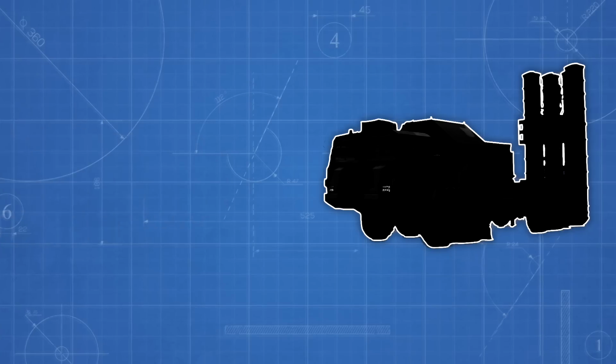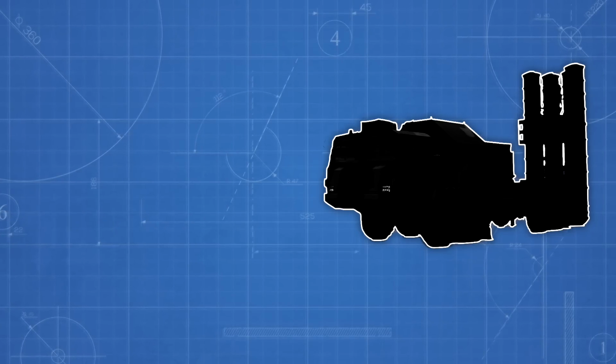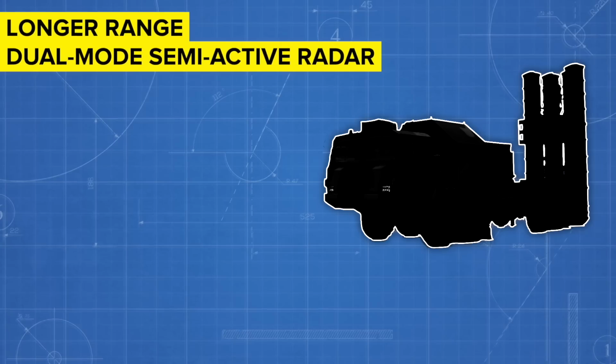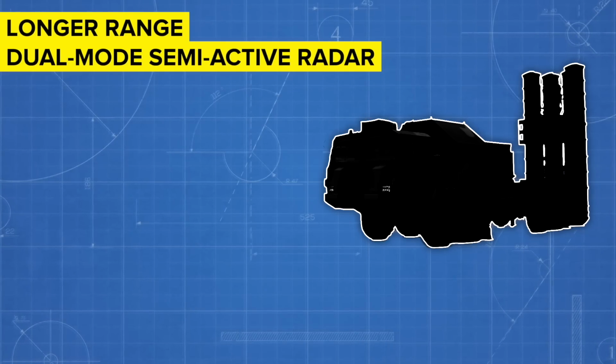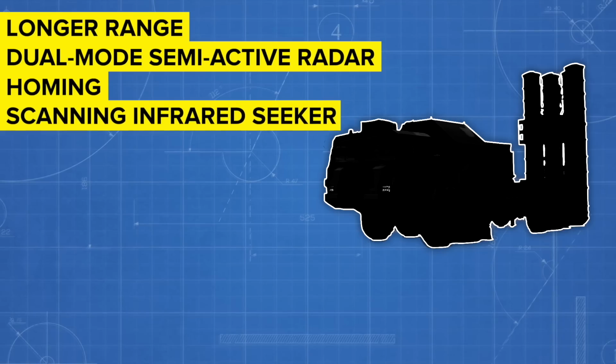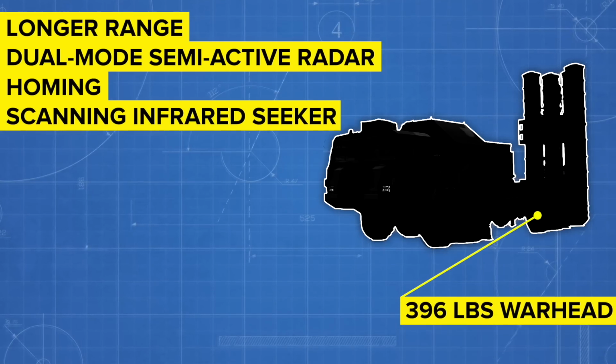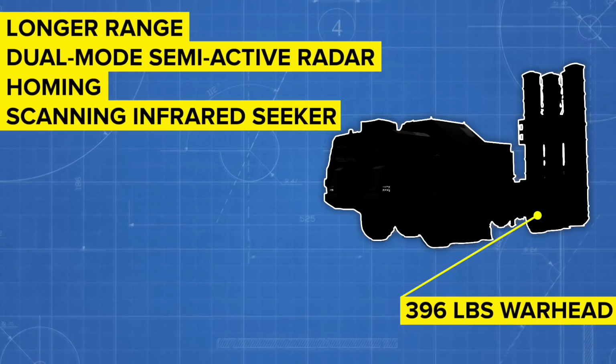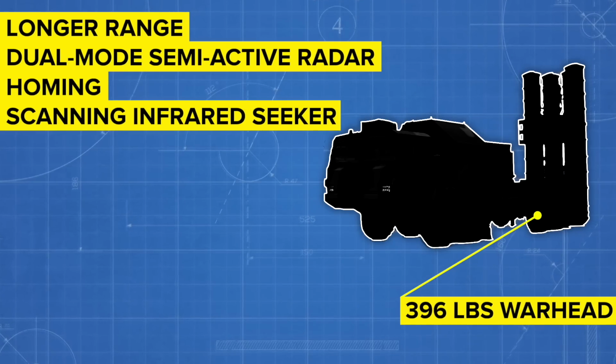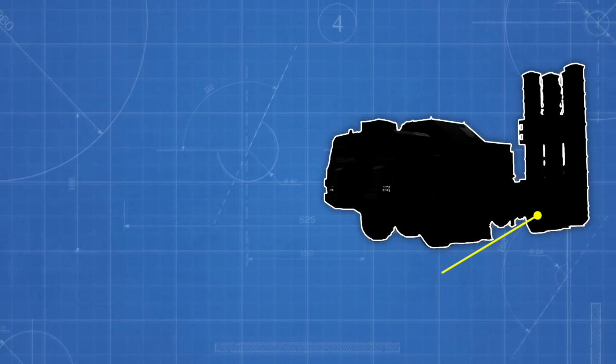There have also been reports of a new variant of the HQ-9 that has a longer range and better sensor equipment, including a dual-mode, semi-active radar homing and scanning infrared seeker. It has a 180 kg warhead, with a proximity fuse, and can fly at speeds of up to Mach 4, making it incredibly hard to intercept.